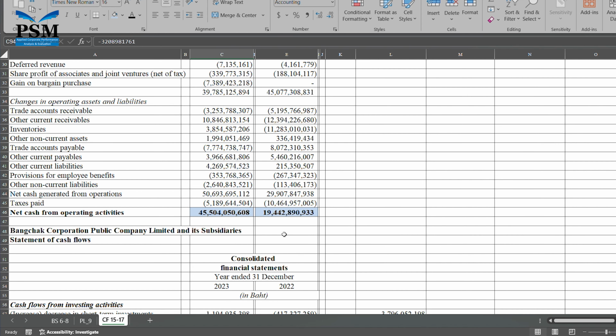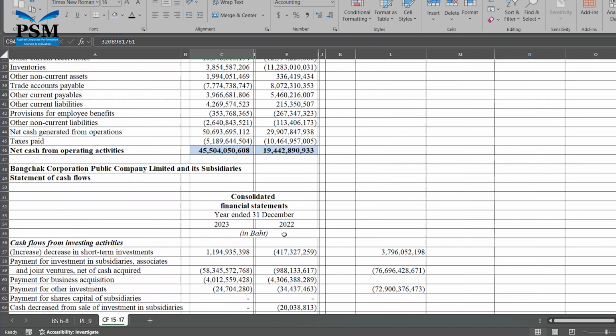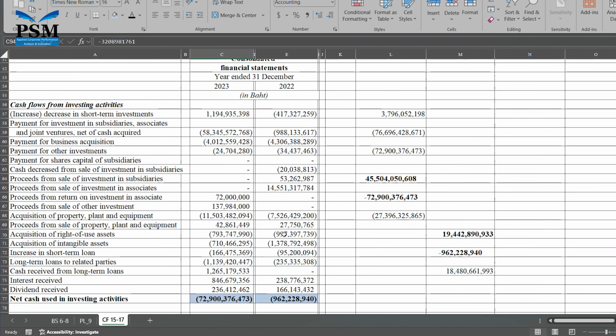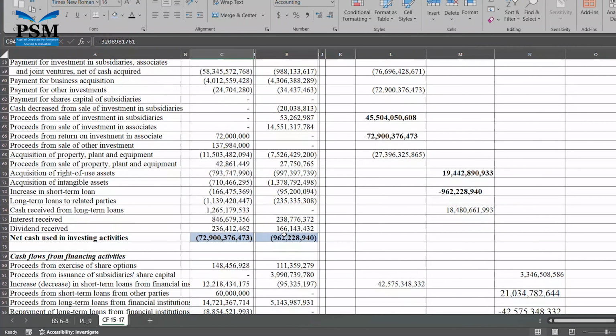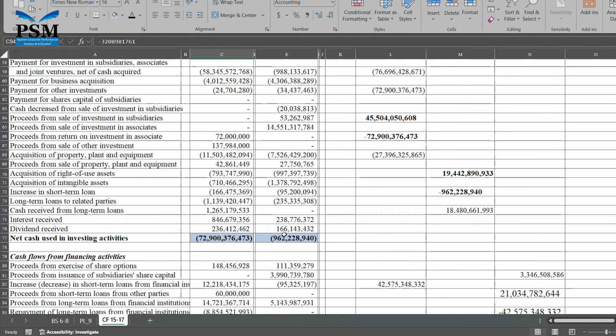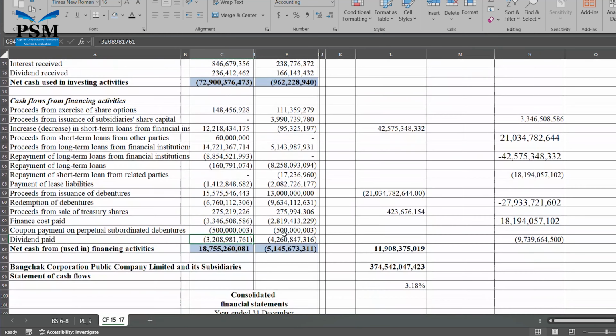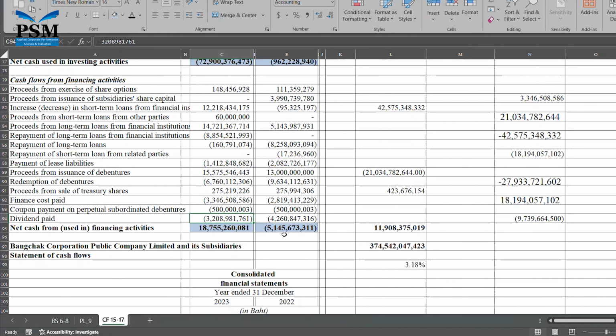OCF is positive. You scroll up, you look at the investing activities, and you go down to the net line, row number 77. The number is negative for both years, so it's minus and minus. And then you continue to financing activity. Take a look at row number 95, it's also positive and negative. So for 2022, we have plus, minus, and minus.